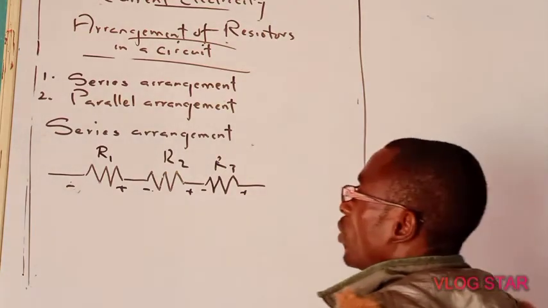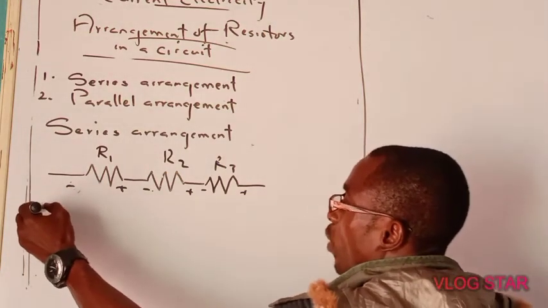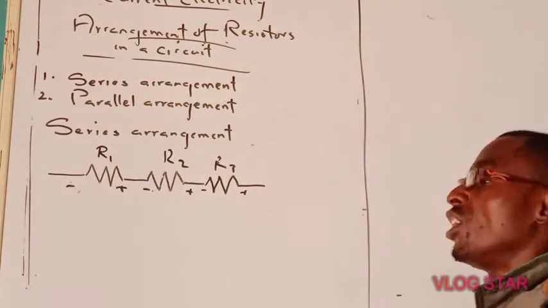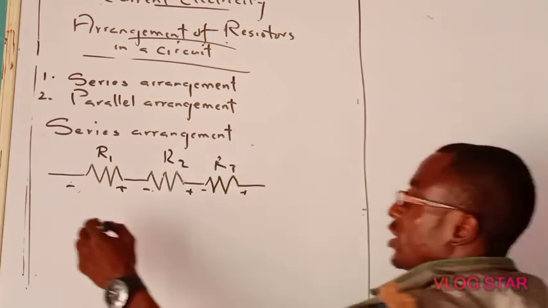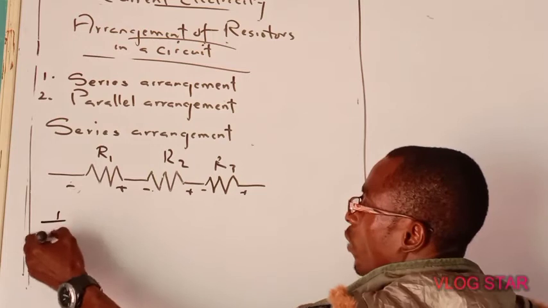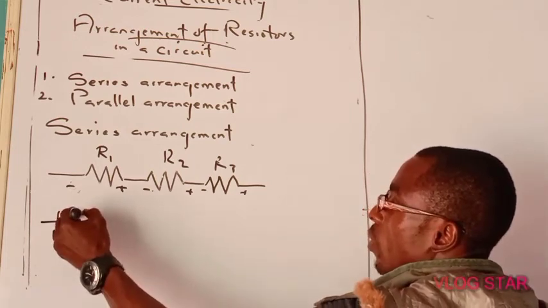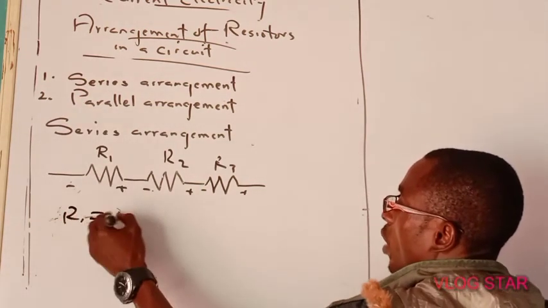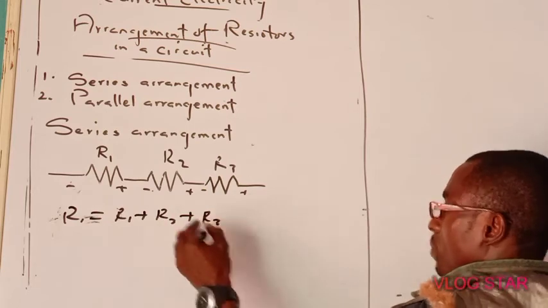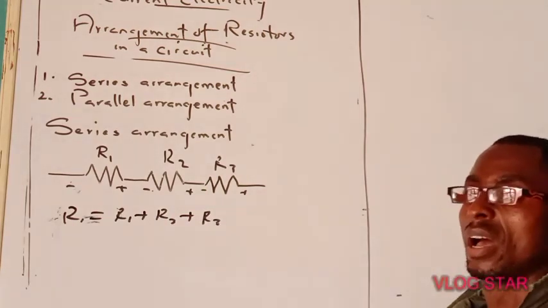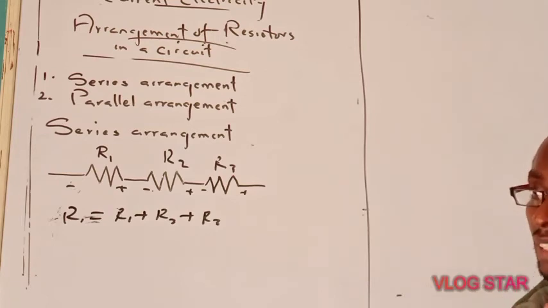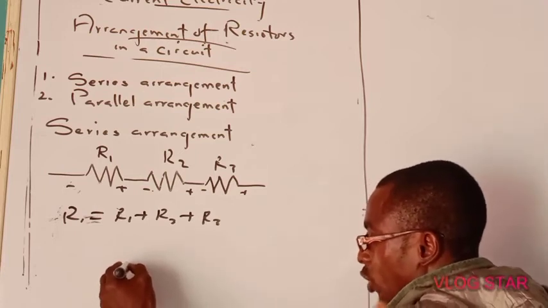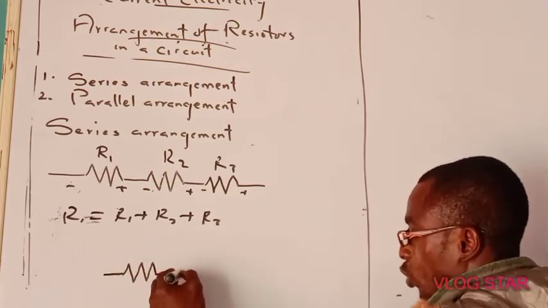The resultant resistance provided in the circuit, that's the combined resistance, is given as R equals R1 plus R2 plus R3. But that's not the point I want you to note. Watch what I will do. This is where JAMB will always ask you questions that will beat you. I want to connect something now.